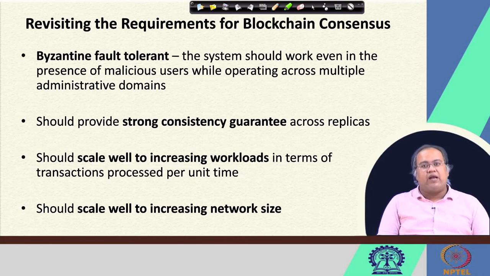The second requirement is to provide strong consistency guarantee across replicas. We need to ensure that the different replicas available with individual peers of my blockchain network, every peer or every node, have the same copy of the replica at the same instance of time.